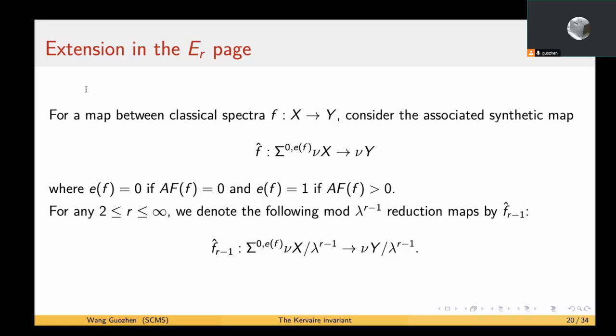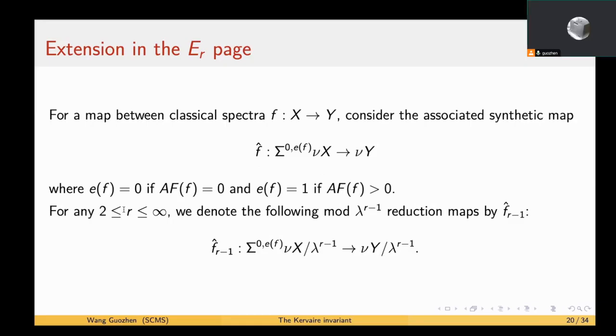Next, we look at the notion of extension in the E_r page. Suppose we have a map between classical spectra from X to Y, and then we can consider the associated synthetic map f hat from nu X to nu Y. So if the Adams filtration of f equals 0, then we let f hat be nu of f. And when the Adams filtration of f is positive, then we take f hat to be nu f divided by lambda.